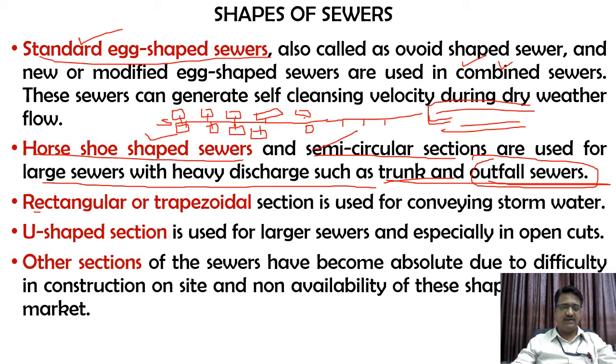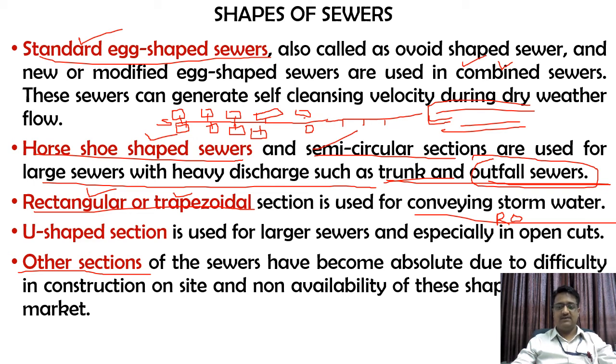Next, we have rectangular or trapezoidal sections, used for conveying storm water. For conveying this runoff water, which is not that polluted and will be available only in the rainy season, you can prefer the rectangular or trapezoidal sections. Other sections of these sewers have become obsolete due to the difficulty in construction on site and non-availability of these shapes readily in the market.